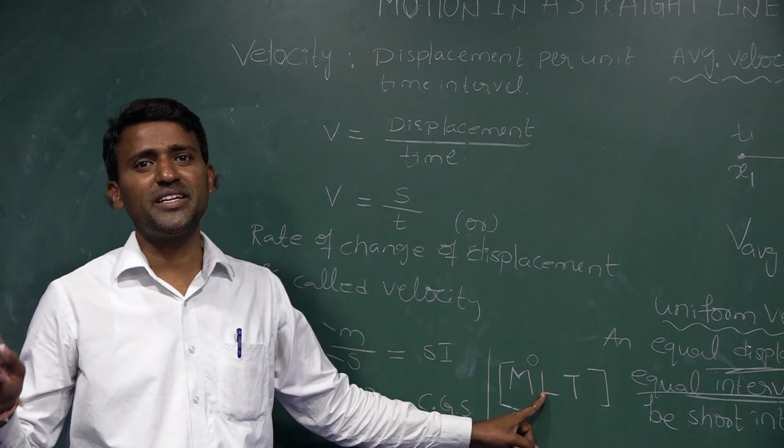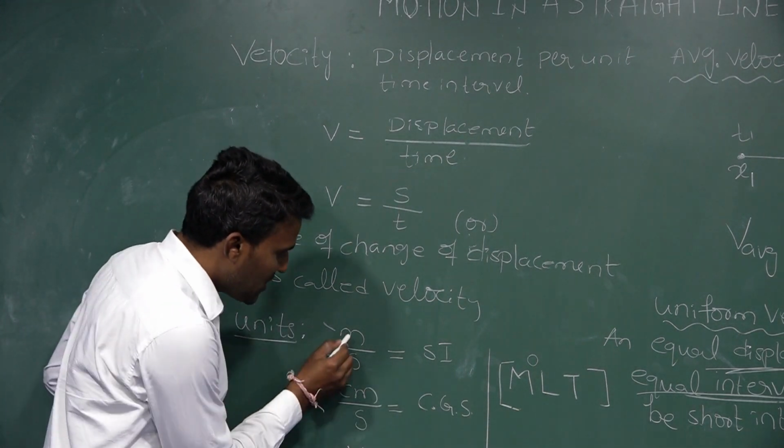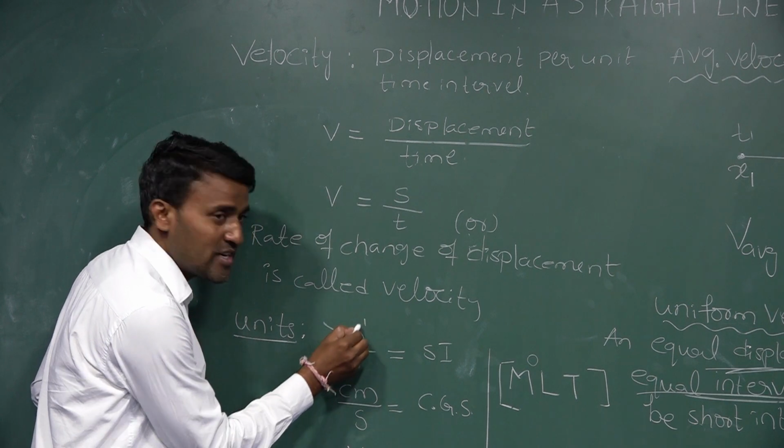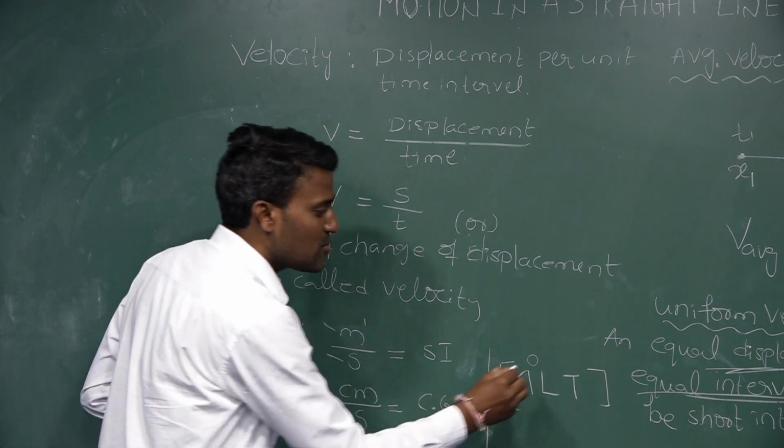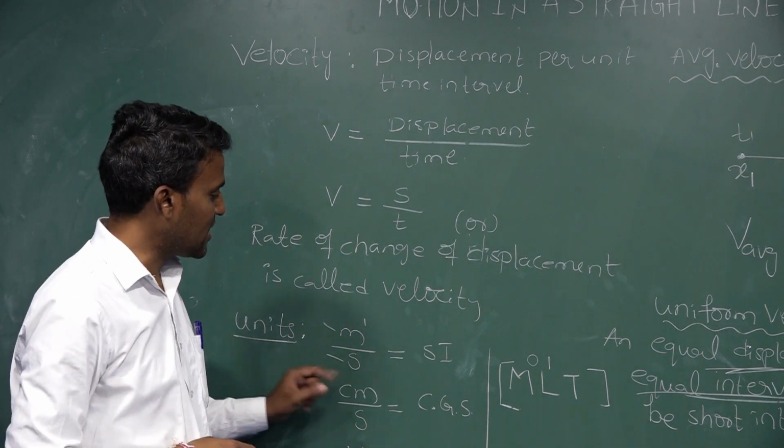Next one, length. Length unit is the meter. So how many times is the meter raised? See here, the meter is raised by power 1. So 1 in length.